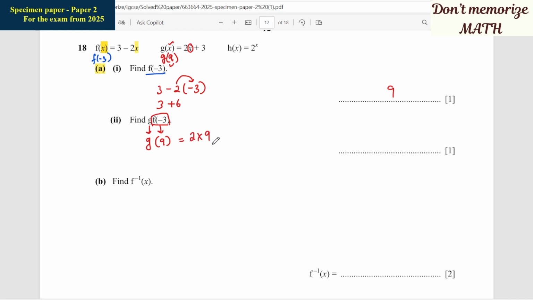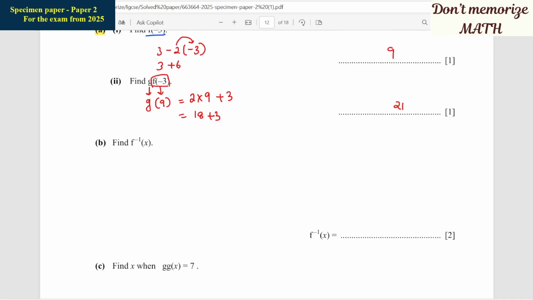You can put brackets. Otherwise, if it is positive, no problem. You won't get confused. Otherwise, there is a chance for you to get confused with the sign. Okay, so 2 times 9 is 18. 18 plus 3, that is 21. So the answer for the second one is 21.